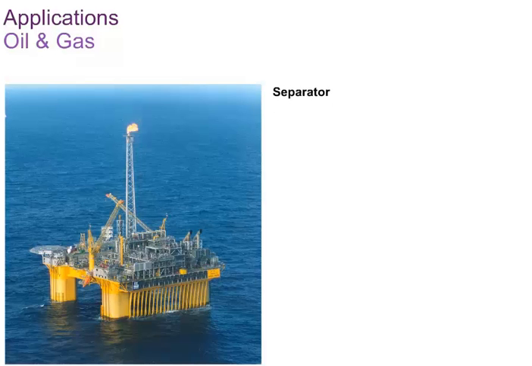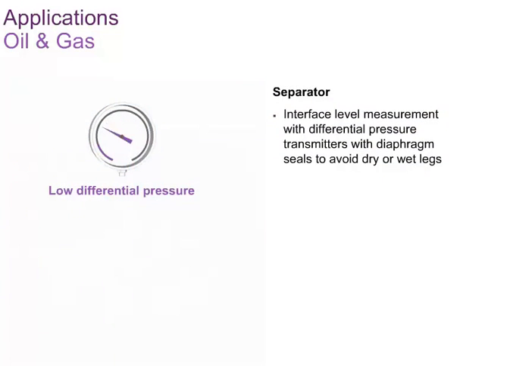The oil and gas offshore applications for pressure transmitters are in pressure and interface level measurement at separators and level and pressure measurement in the firefighting system. Interface level measurement mainly uses low differential pressure ranges depending on the difference in density of the two measured media.